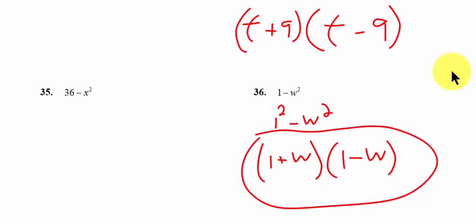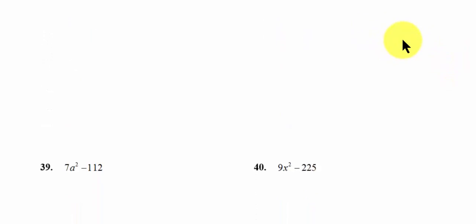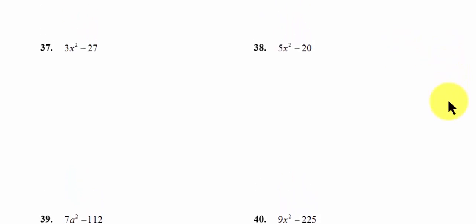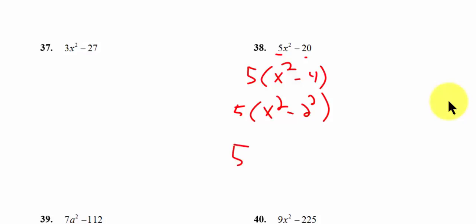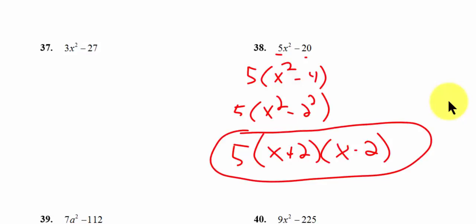Okay. And if we move down to number 38, it's not in the form of a squared minus b squared. So first I'm going to factor out the 5, and that would leave me with x squared minus 4. Remember, if I factor out a 5, I have to divide each term by 5. So think of this as 5 times x squared minus 2 squared. So that would leave us with 5 times x plus 2 times the quantity of x minus 2. Okay, and that's my final answer. Again, don't forget to carry that 5 down. The 5 doesn't disappear.